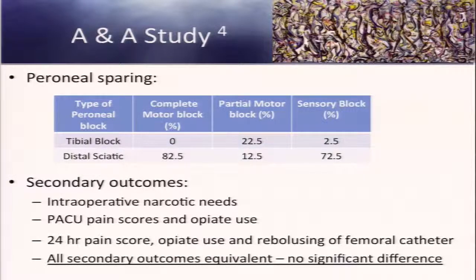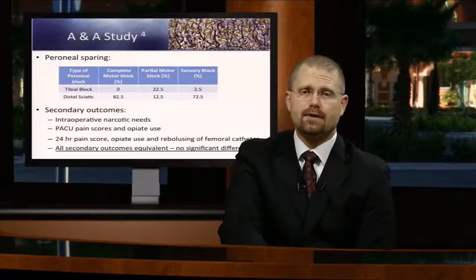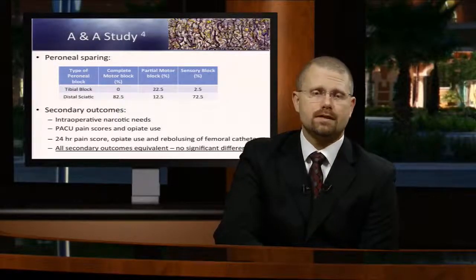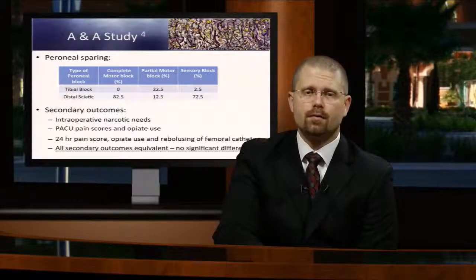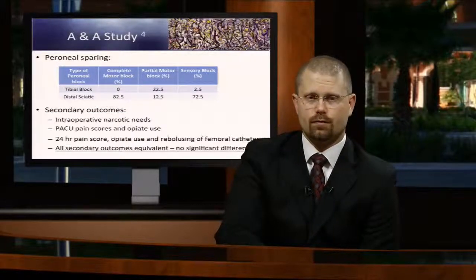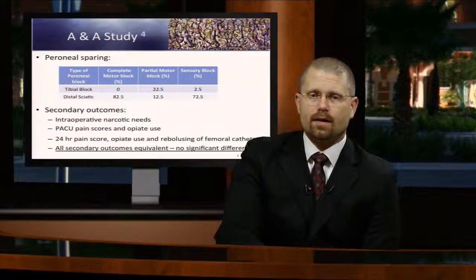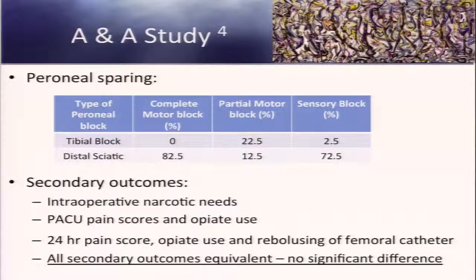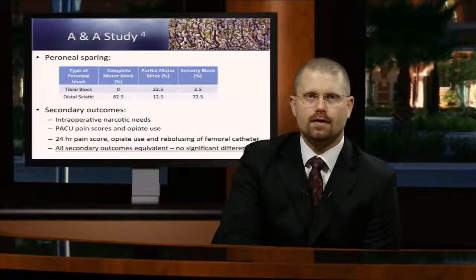In their distal sciatic, they did have a complete motor block, 82.5%, and a partial motor block, 12.5% of the time, for a total of 95% motor block with their distal sciatic nerve block. Their secondary outcomes, however, were all equivalent. They used the same amount of intraoperative narcotics. Their pain scores in PACU and their 24-hour pain scores were equivalent, and their opiate consumption was equivalent both in PACU and for the next 24 hours. The rebolusing of the femoral catheter was also equivalent. You can regard this as an internal check for the study because the femoral catheter rebolusing should have nothing to do with whether or not they block the peroneal nerve in the sciatic distribution.